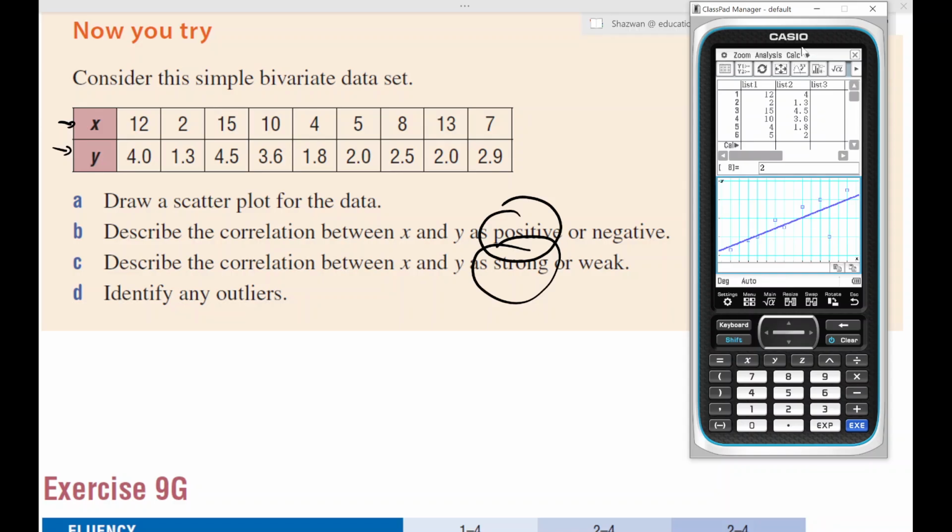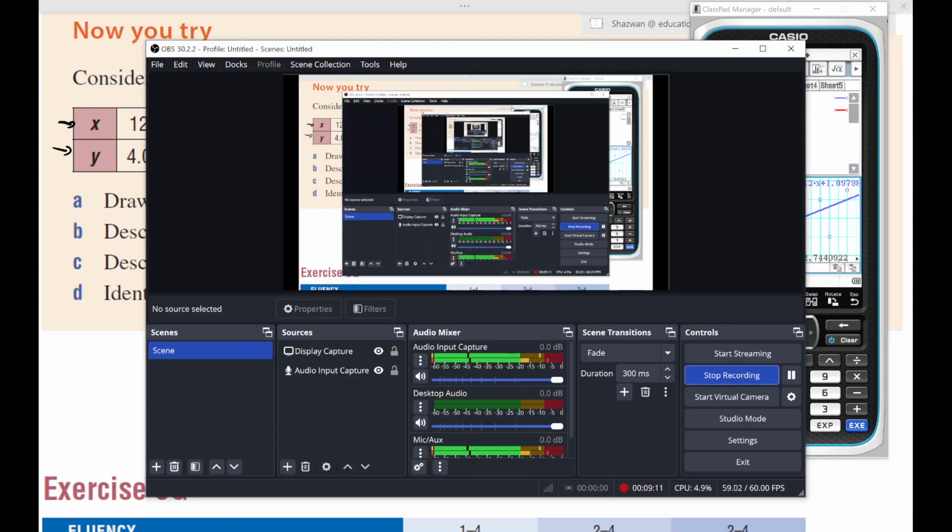But if I really want to just know the point accurately, I'll just come up to analysis and hit trace. No, I won't do that. Excuse me. Ooh, I'm going to pause and figure this out.